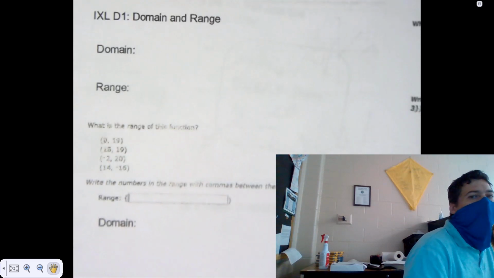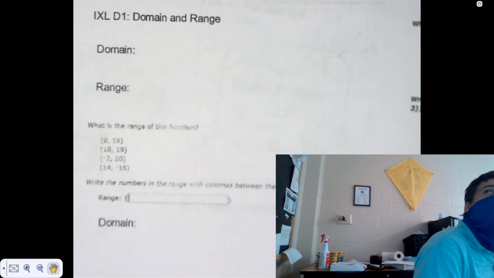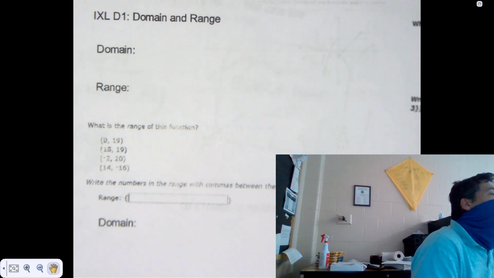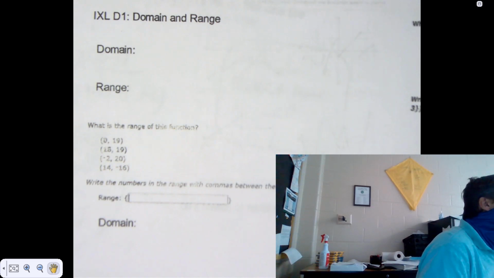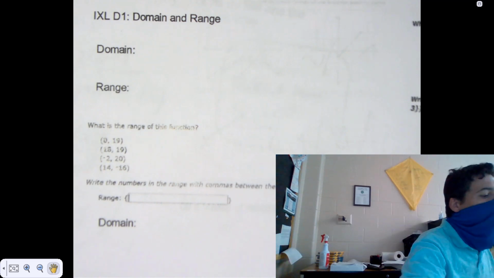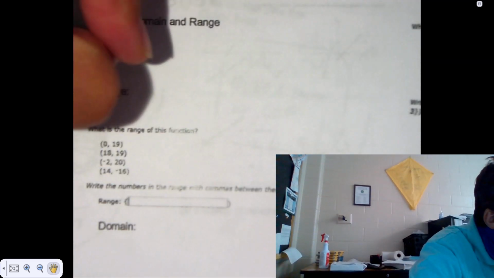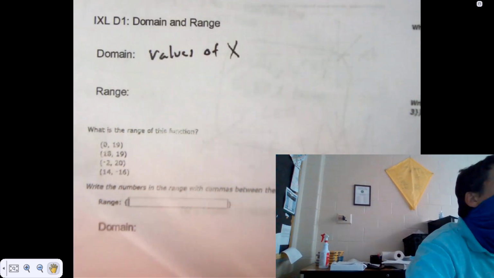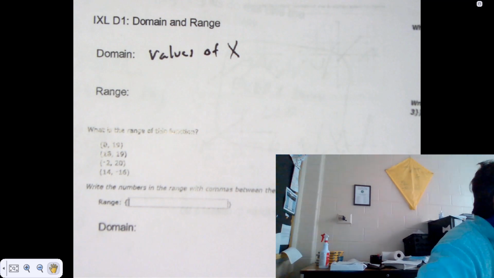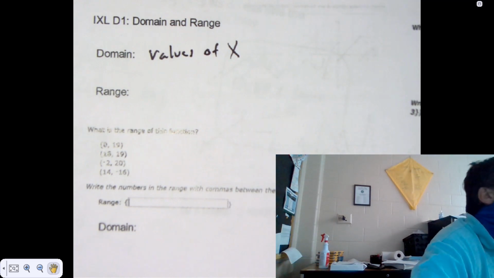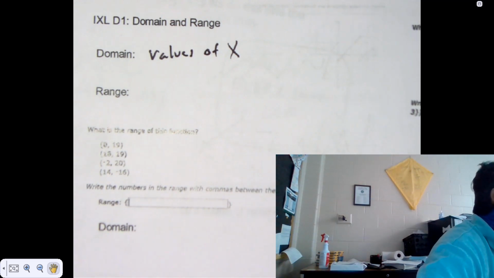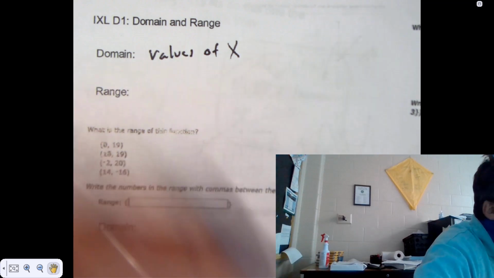All right, so here's IXL D1, domain and range. What is domain? It's X values. Domain is all values of X, and you have to memorize that. If domain is the values of X, what is the range? Values of Y.